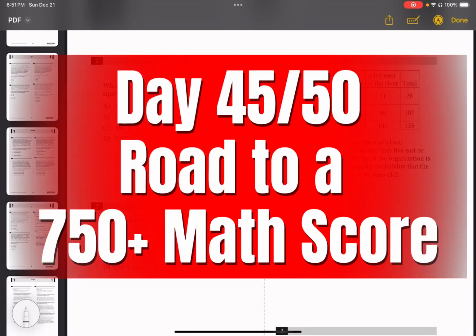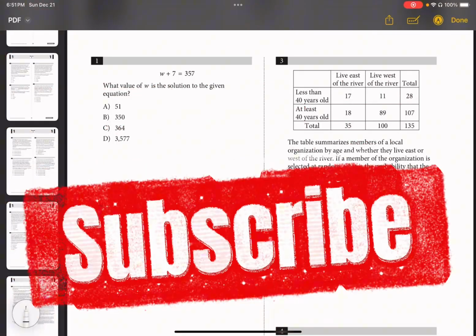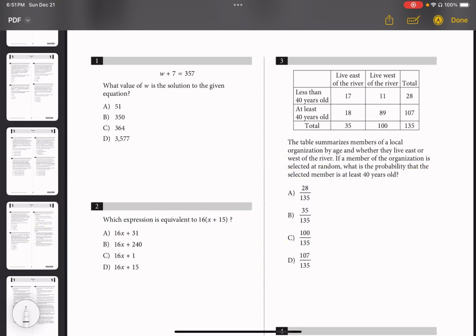What's up, everyone? Today we're going to be working on practice test 9 again, module 2 of the math, the first part for today's video. Looking at question 1, we have this equation up here. It's asking what value of w is the solution. What we're going to do is subtract 7 from each side, and we get w is equal to 350.